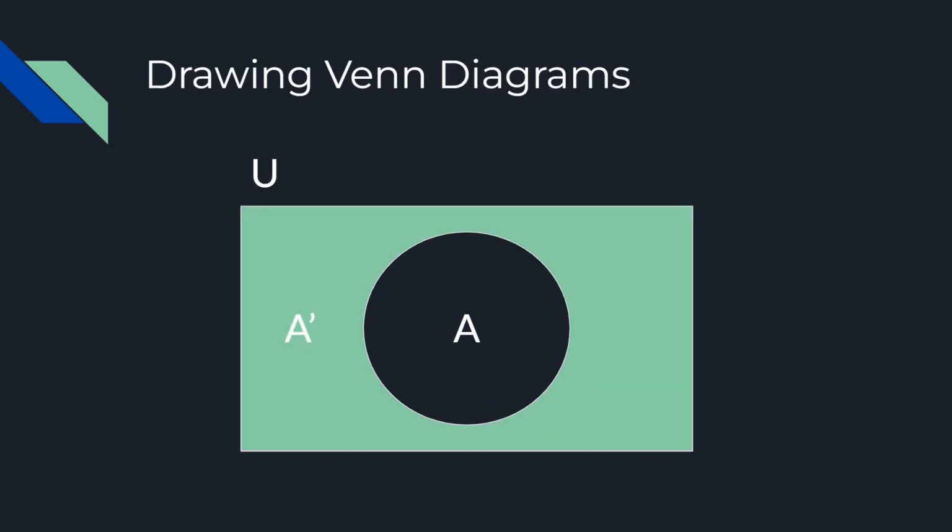The complement of the set A, written as A complement, consists of all elements in the universal set U that are not in set A. In the Venn diagram, the complement is represented by the green region, which is the area inside the rectangle but outside the black circle representing A.